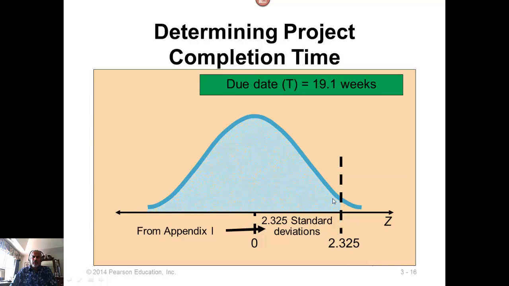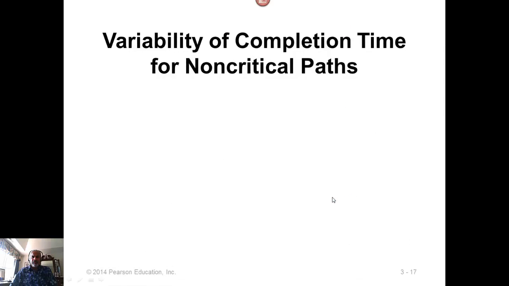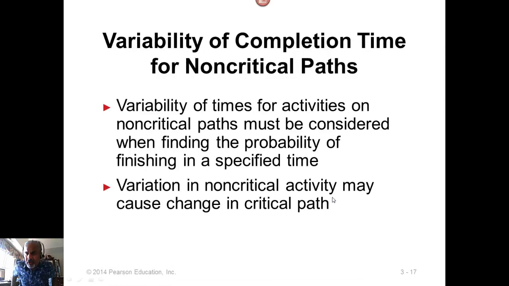There is one more thing we should keep in mind: if the second longest path, which is not the critical path, has a higher variance than the critical path, then the probabilities of the second longest path will be very important. So you have to compute probabilities for the second longest path also. You do that only if the second longest path has a larger variance or larger standard deviation than the critical path.